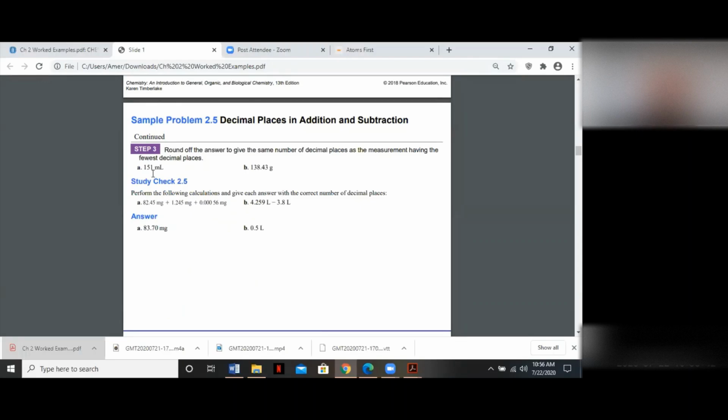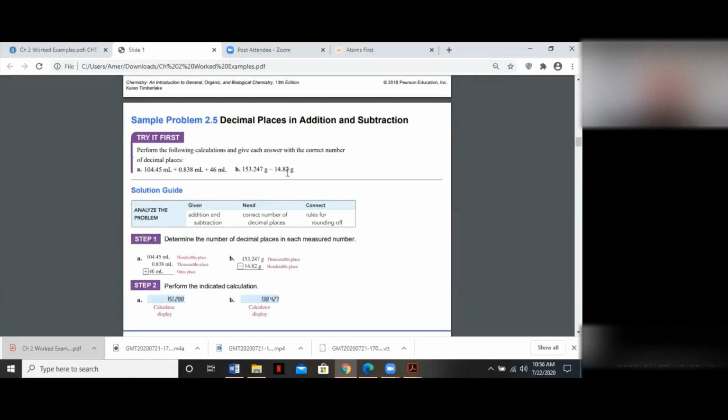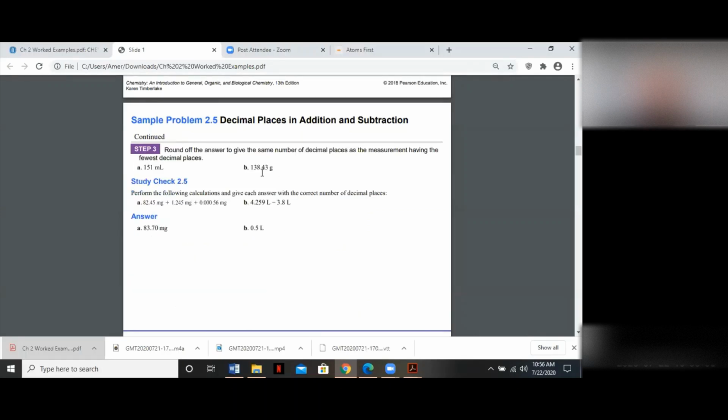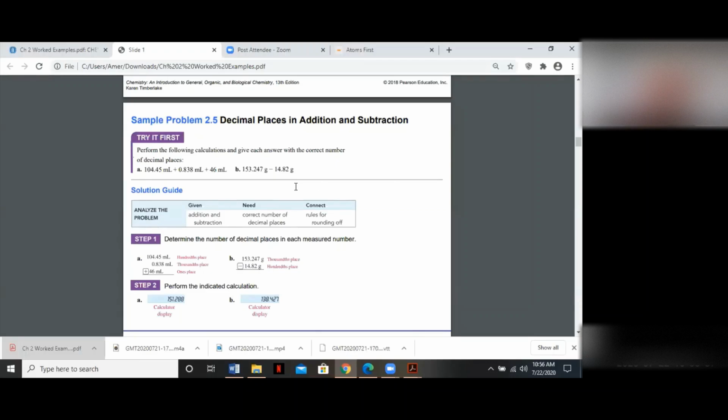It doesn't matter how many sig figs, it has to deal with decimal places when it comes to subtraction and addition. The second one, it's also a subtraction, 3 decimal places versus 2. My final answer should have 2 decimal places. So I do this in my calculator, and then I decide what I need to plug in as my final answer.